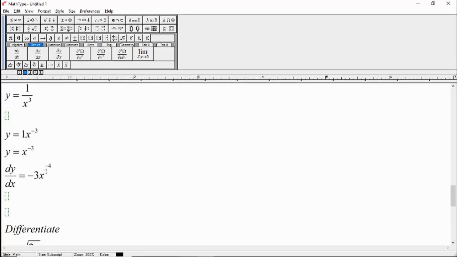But we are not done. We need to put it back into its original form, i.e. as a fraction, how we found it. So dy by dx, because it's a negative power, you would rewrite it like this: minus 3 over x to the power of 4. And there's your answer. So y equals 1 over x cubed differentiated is minus 3 over x to the power of 4.